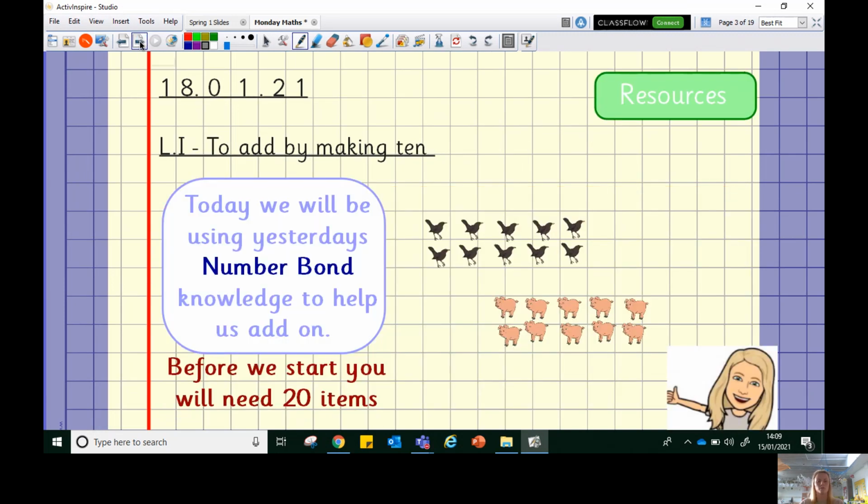Right, so we're going to be using our number bonds like we did last week, and what I want you to do is get your resources ready. You need 20 items. So I've got 10 of one thing and 10 of the other. I've used crows and pigs, but you can use whatever you like at home, but make sure they're different to each other.